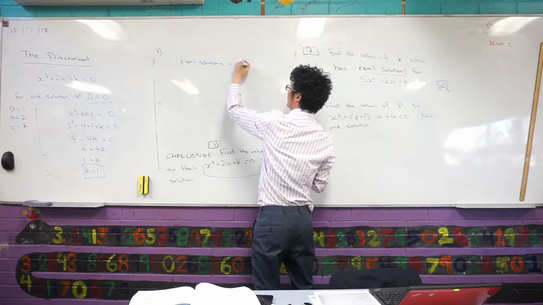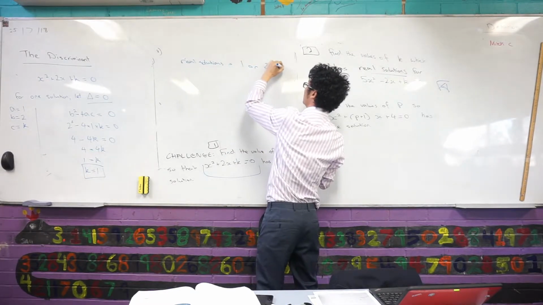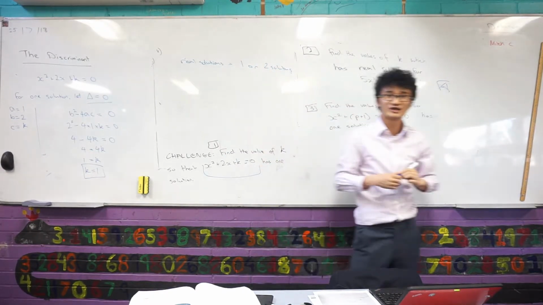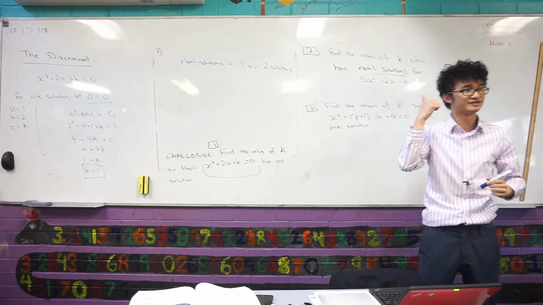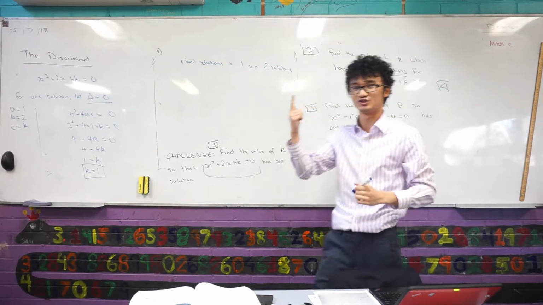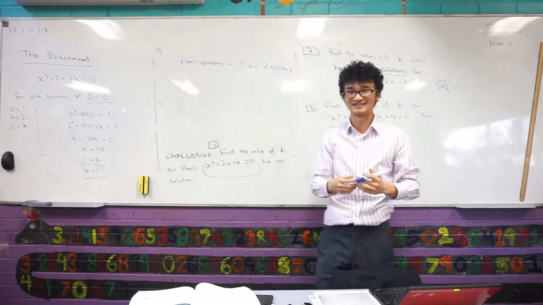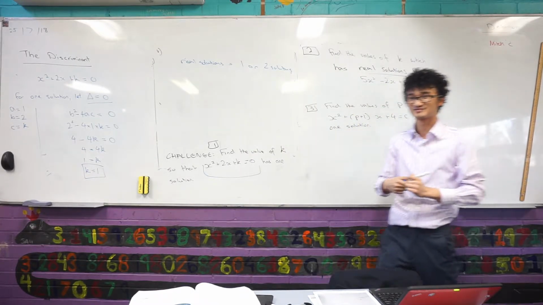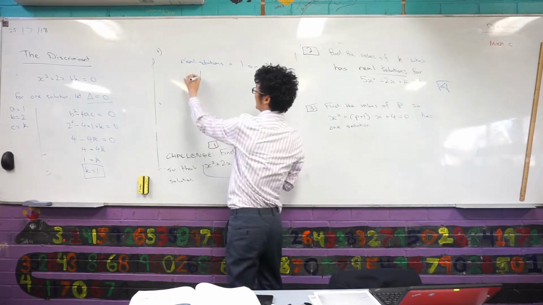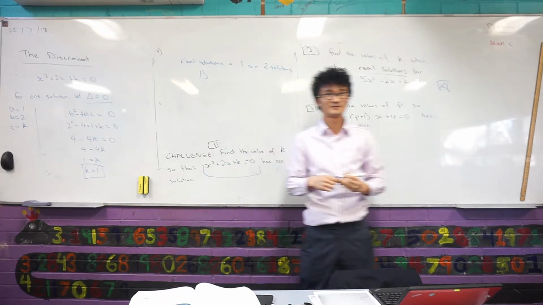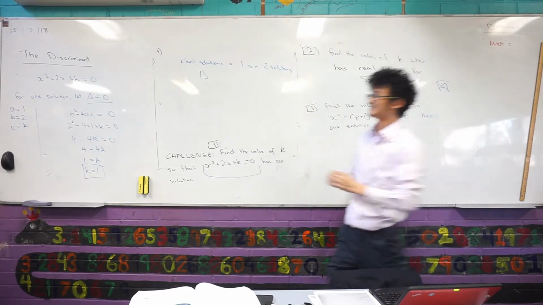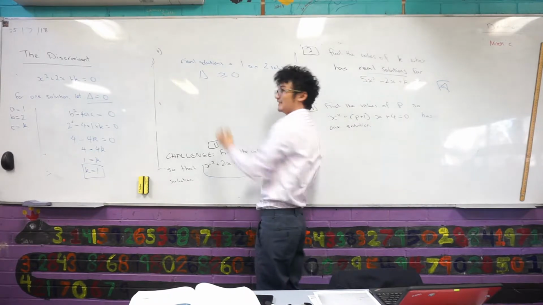I can have 1 or 2 solutions, right? When does my quadratic equation have 1 solution? When it's equal to 0? When does it have 2 solutions? When it's greater than 0? Can I put those together, Amelia? How could I write that? What do I want the discriminant to be? Greater than 0. Just greater than 0? Greater than or equal to, right?